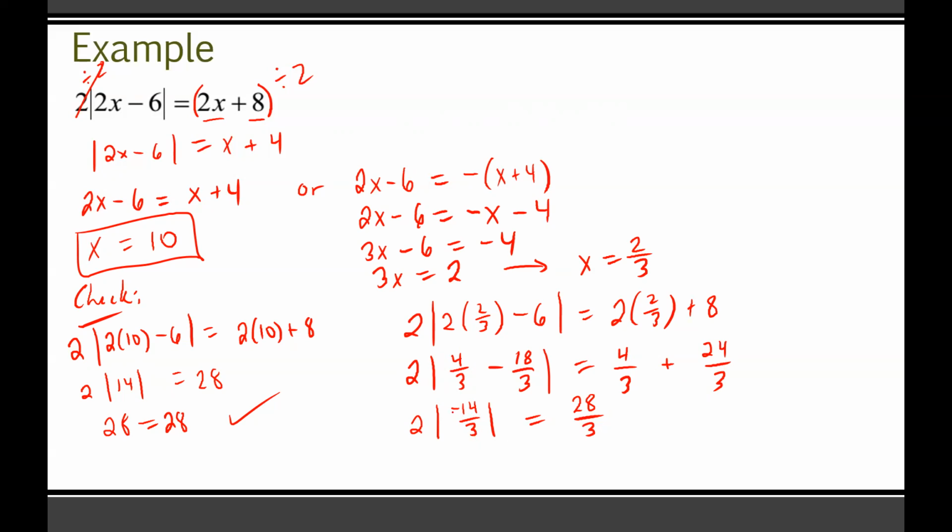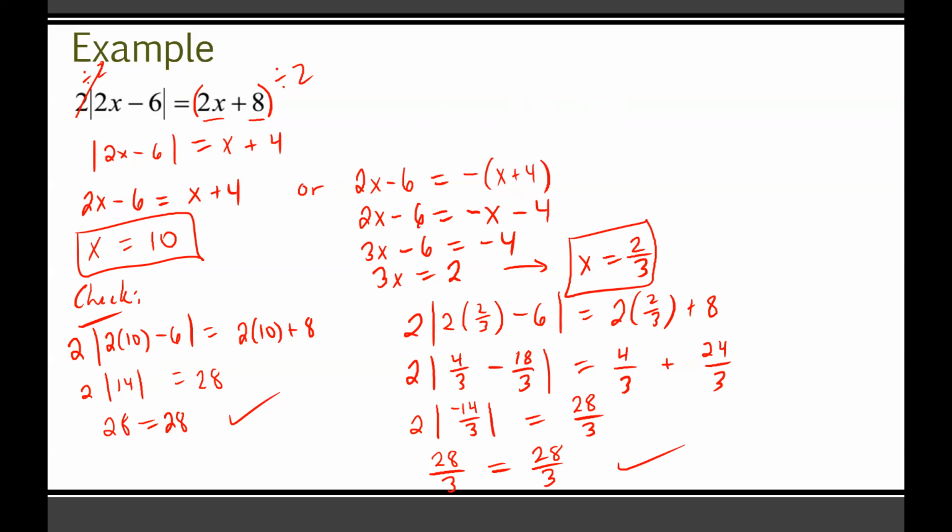Now watch here, the absolute value of negative 14/3 is just positive 14/3. And positive 14/3 times 2 is 28/3. So 28 over 3. That's going to equal 28 over 3. And what do you know? This one actually did work. So in other words, x equals 2 over 3. Both of those solutions work.